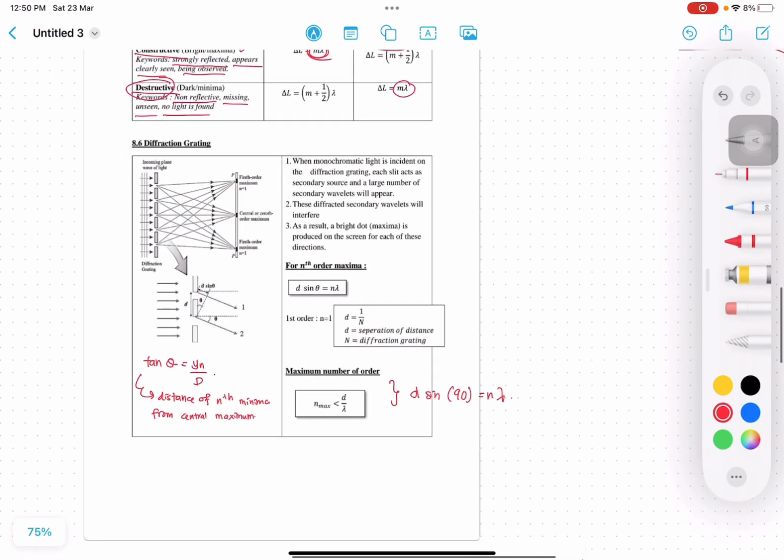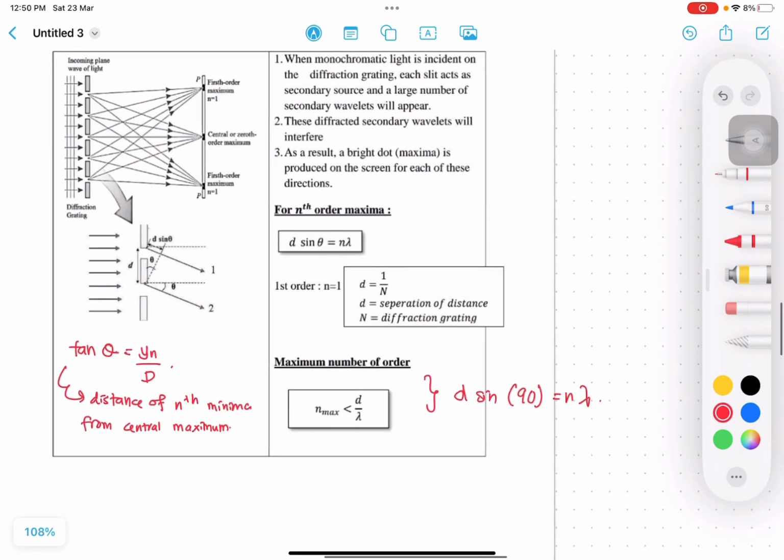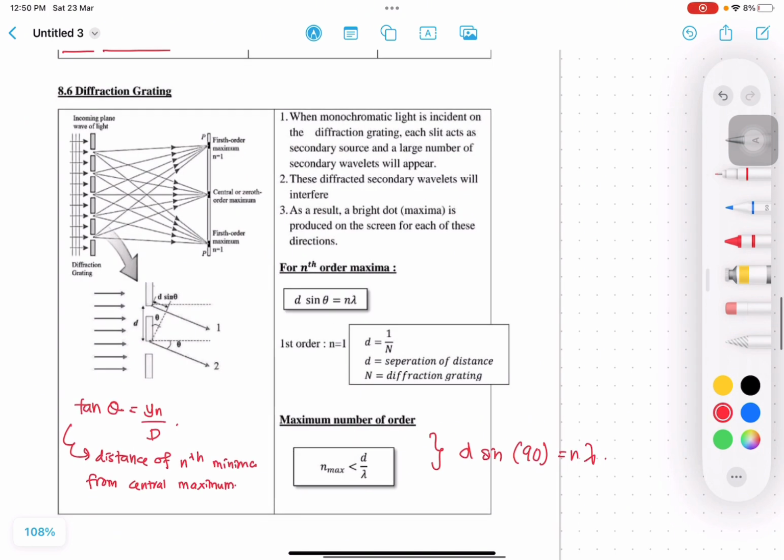And now we have the diffraction grating. The diffraction grating is actually we are going to measure on the bright side. So we know that this is starting from the bright side. So we have this formula: d sine theta equals n lambda. Alright, so first order will be 1.